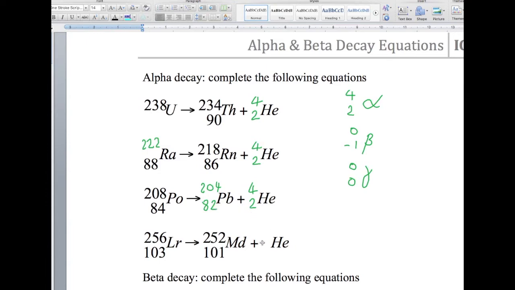It's easy, isn't it? Check it out here. You hardly have to do anything here because I know that helium is 4-2.